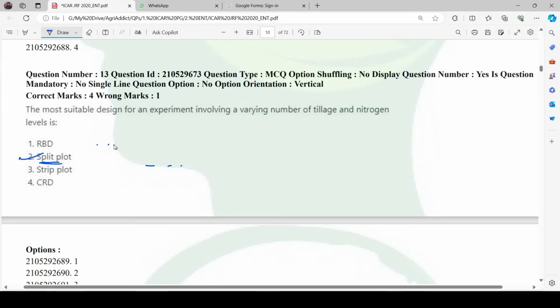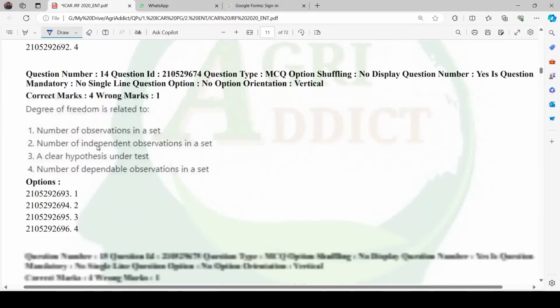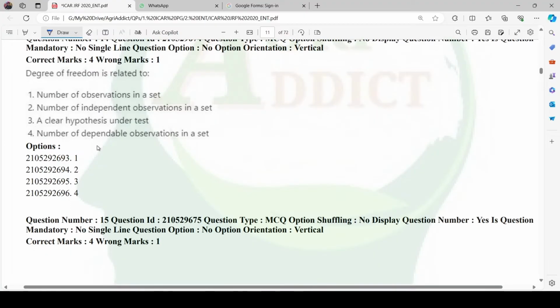This is from statistics, the experimental design, and this part is very important. All the experimental designs like CRD, RBD, LSD, strip plot, split plot, you should know their degrees of freedom and about them. Just go through Nimraj Sunda's book, the statistics chapter, and read this part very well. So here option 2, split plot, is the correct answer. Next question is, degree of freedom is related to.